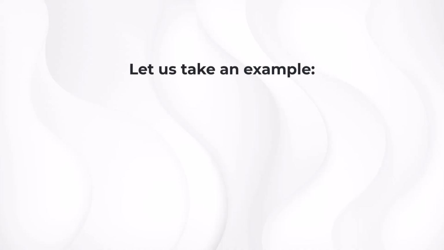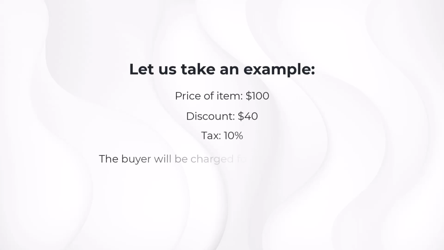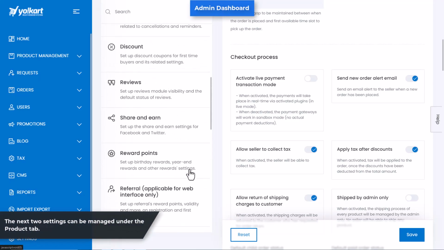With this, if an item is worth $100, the discount on it is $40, and the tax is 10%, then, the buyer will be charged for tax on $60, which is derived from $100 minus $40, and not on the complete price, which is $100. For the next 2 settings, scroll back up to Product.